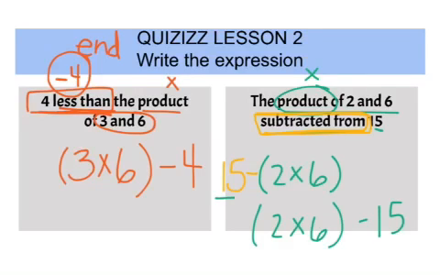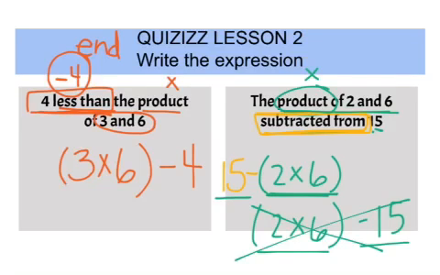Am I going to take 15 and then subtract the product of 2 times 6? So the product of 2 times 6 subtracted from, that sounds right. Or would I take my product and then take away 15? Am I going to take my product of 2 times 6 and subtract 15 from the product? No, I'm not doing that. I'm taking my product and subtracting it from 15. So my final answer here is going to be 15 minus parentheses 2 times 6.